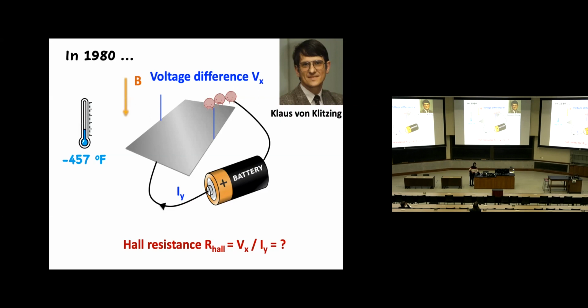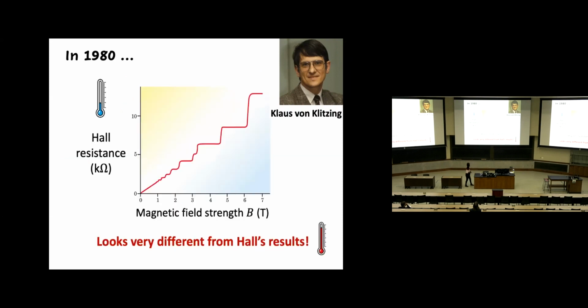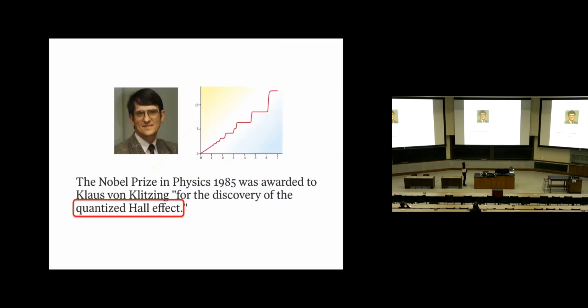Now, the result is pretty surprising. It's very different. Instead of growing linearly with magnetic field, now you see these steps. This won him a Nobel Prize 5 years later. I'm calling it the quantized Hall effect. Actually, I didn't call it that; this is quoted from the Nobel Prize website. I haven't explained why these steps are called the quantized Hall effect, but I will later.